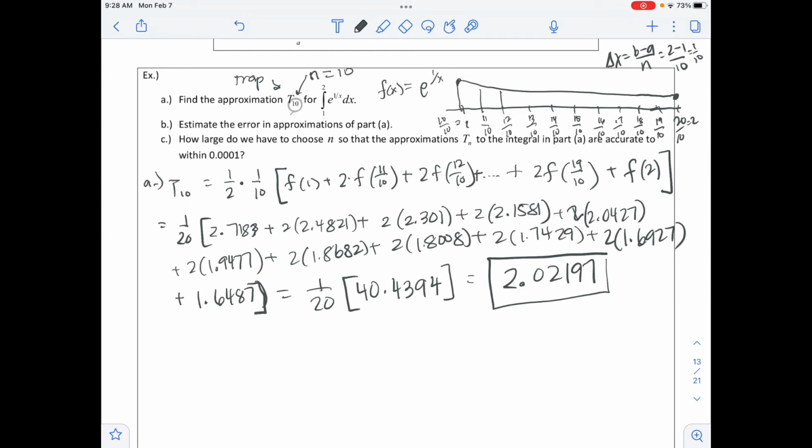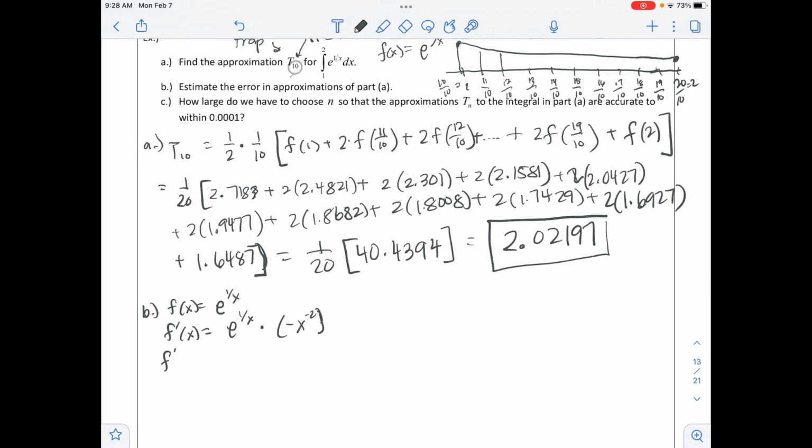Part B says estimate the error in the approximation of part A. In order to do that, for the trapezoidal rule, which was on the bottom of the previous page, we need to find the second derivative. Since our function is e to the 1 over x, our first derivative is equal to the same function times the derivative of the exponent, which would be negative x to the negative second.